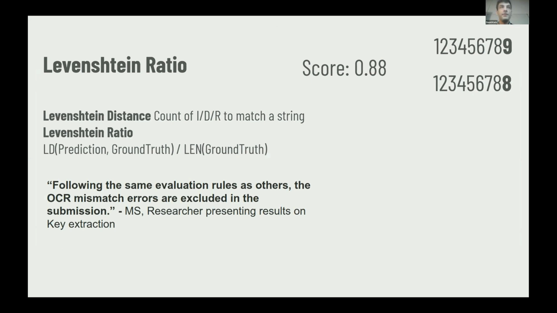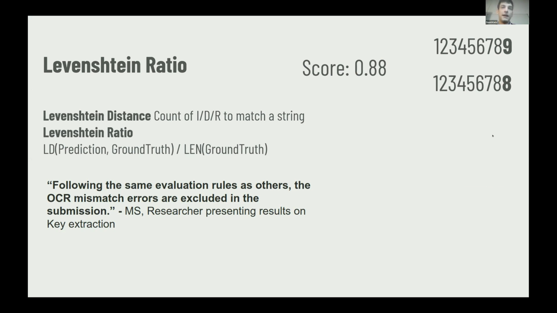Now, just a brief explanation again of this Levenshtein ratio. The Levenshtein ratio is the Levenshtein distance divided by the length of the ground truth. So we have some tokens on the right-hand corner that show what the output of a specific OCR model could be at the top and the ground truth at the bottom. And here we can see that because there are 9 characters, we're going to have 1 error. And what we have to do is calculate the Levenshtein distance and divide it by the length of the ground truth, right? And we get a score of 0.88.